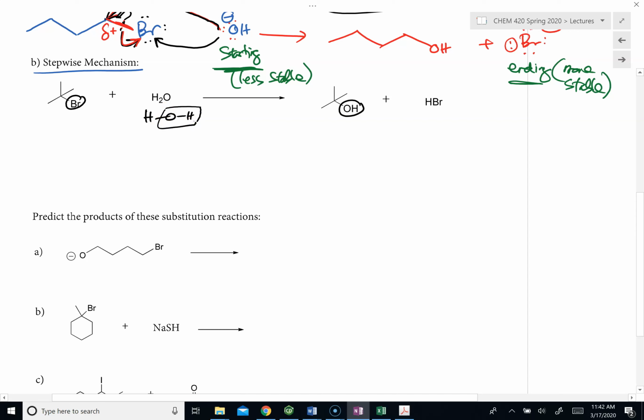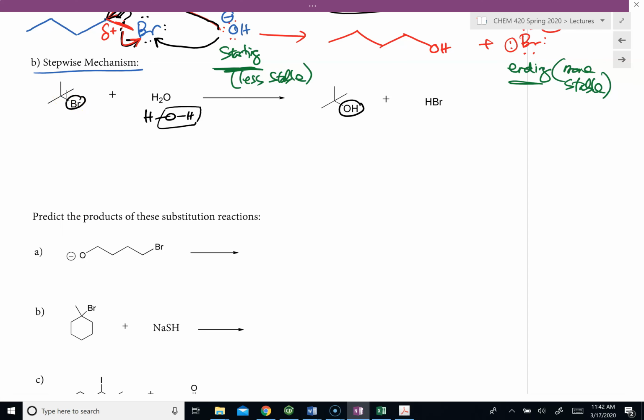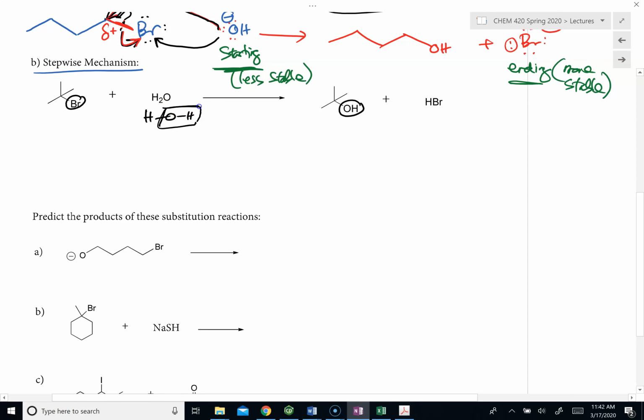So the OH group from water is acting as a nucleophile and comes in, donating electrons to the carbon. It connects to this bromine and replaces that bromine. So that's why this is also a nucleophilic substitution reaction. The OH from water is replacing the bromine. And now let's draw the mechanism of this reaction.